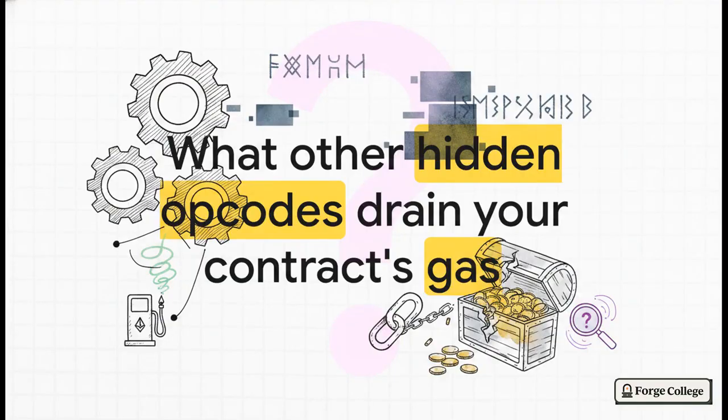So, as we close the lab doors today, I want to leave you with this final thought. You've conquered SLOAD and SSTORE, but what other hidden opcodes are secretly draining your contract's gas right now? Keep questioning, keep optimizing, and I'll catch you in the next explainer.